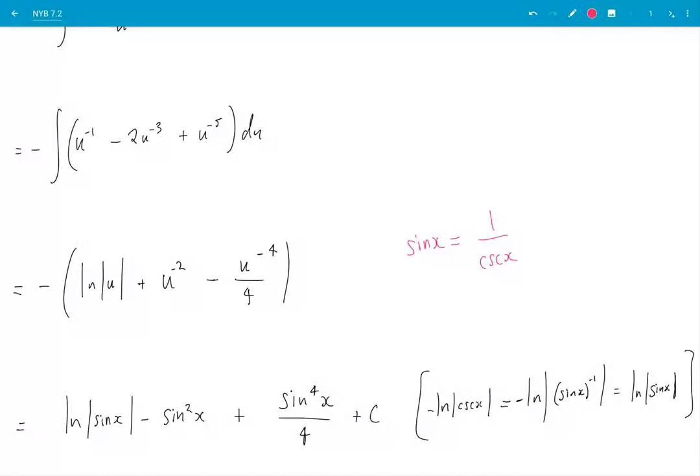I'm also cleaning up this term. You would expect a ln cosecant there, but for some reason I've decided to turn it into a ln sine x. I don't know, the book does this kind of thing, so you should be aware of it. And perhaps the negative in front here is distasteful to some people. So in this form, it's removed.